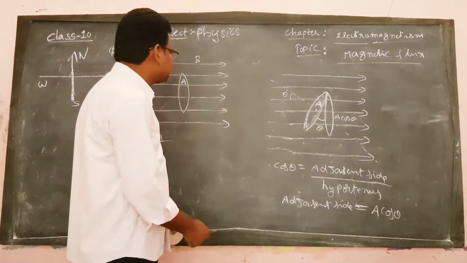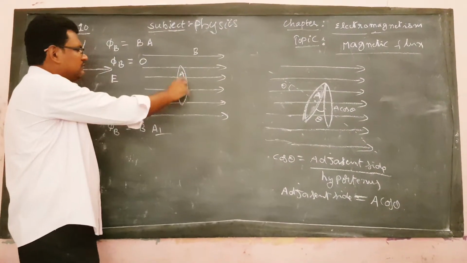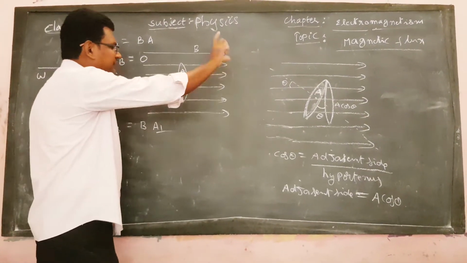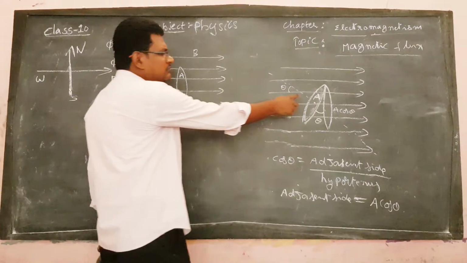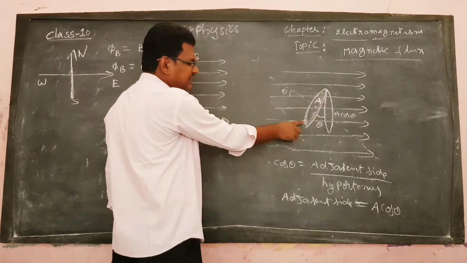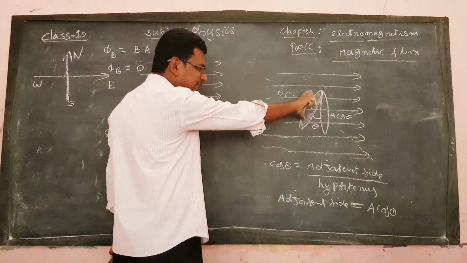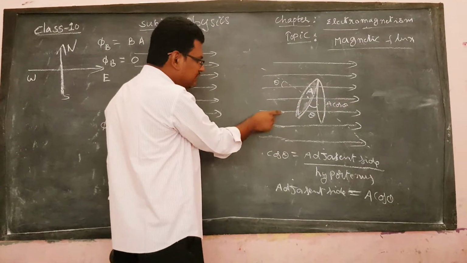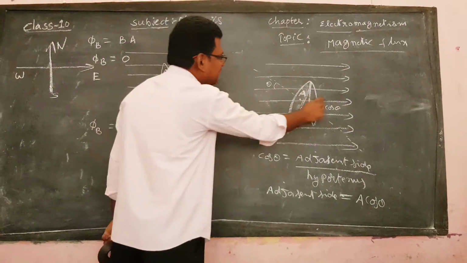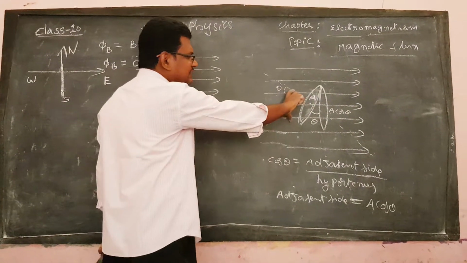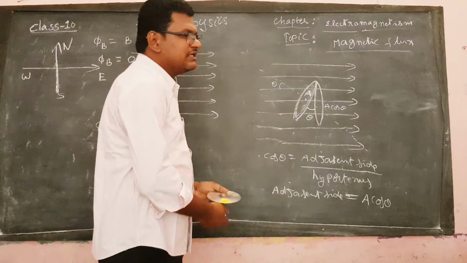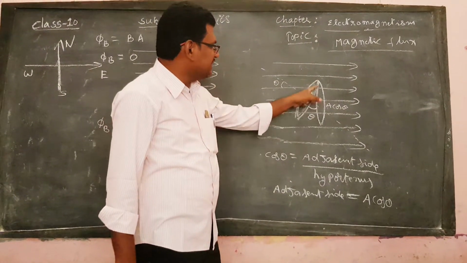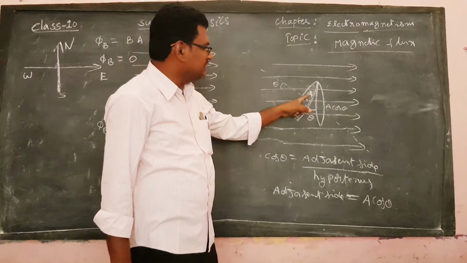Here the surface area is perpendicular to the magnetic field, so there are 4 magnetic field lines passing through. Here the surface area is taken inclined, making a certain angle with the magnetic field, and only 3 magnetic field lines pass through. Now let's see in this case what is the magnetic flux. Let's take this surface area; its surface area is A.